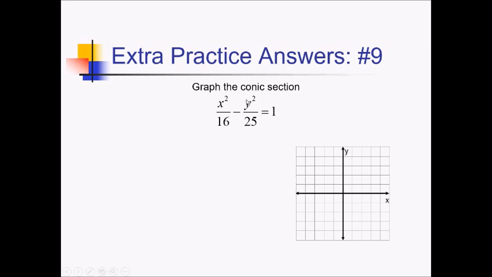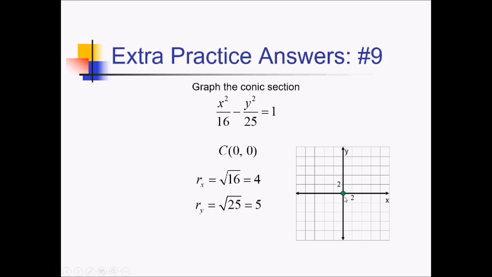On this problem, the minus and the 1 is telling me we have a hyperbola. Our center is going to be 0, 0. And then for the x radius, that's the square root of whatever's under x squared. So square root of 16 is 4. The y radius is square root of 25, so that's 5. And let me make these go by 2s, these grid lines, just so I can fit everything.